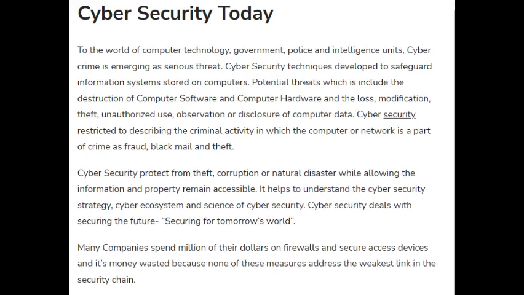It helps to understand the cybersecurity strategy, cyber ecosystem and science of cybersecurity. Cybersecurity deals with securing the future, securing for tomorrow's world. Many companies spend millions of dollars on firewalls and secure access devices, and it's money wasted because none of these measures address the weakest link in the security chain.